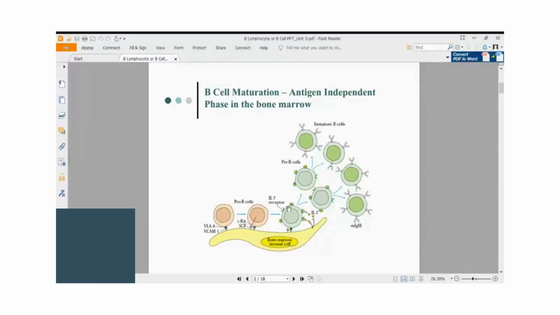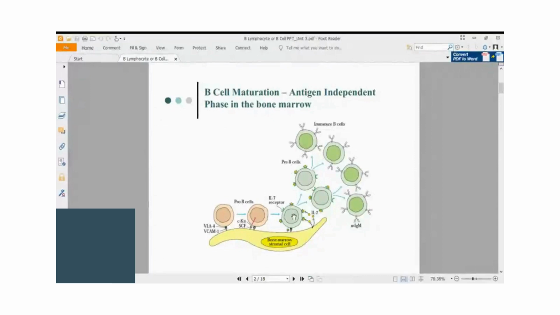Once the IL-7 receptor is expressed on the pro-B cell, that cell is now called a pre-B cell. From pro, it becomes pre. Pre for precursor B cell, pro for progenitor B cell. There is some change in the morphology, and some change in the gene expression.